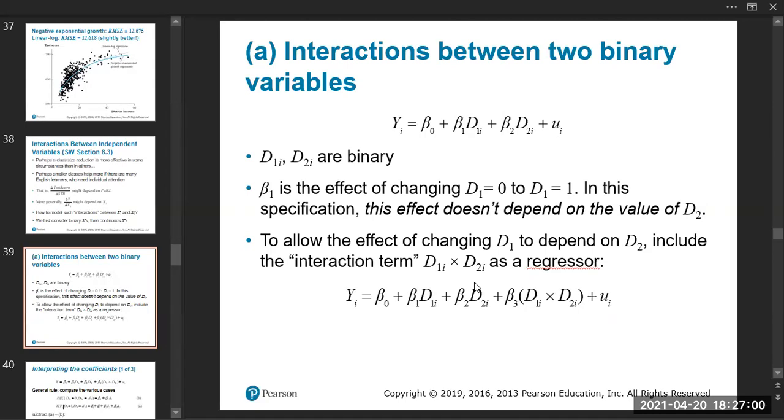So D1 can be 0 and 1, D2 can be 0 and 1. And how about Y? Y can be anything. Y can be binary, Y can be continuous. It doesn't matter. So here we want beta 1 to depend on D2. Or we want the effect of D1 on Y to depend on the value of D2. And to allow the effect of changing D1 to depend on D2, we include an interaction term called D1 times D2 as a regressor. So now we have a new multiple regression that has three variables. The first variable is D1, the second variable is D2. The third one, you can think of it as X3, where X3 equals D1 times D2.